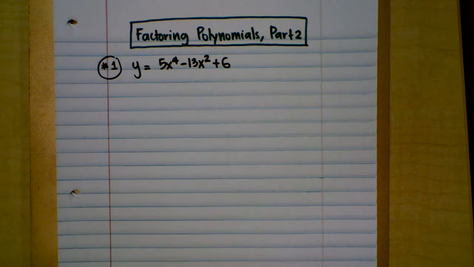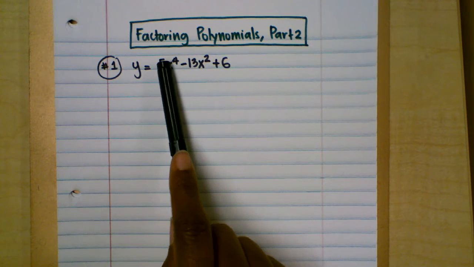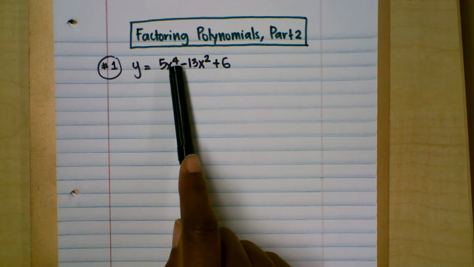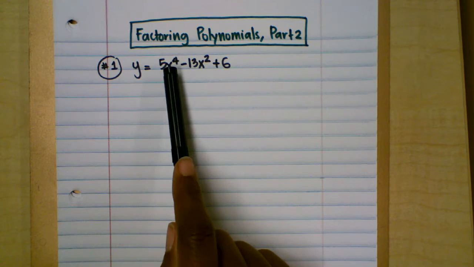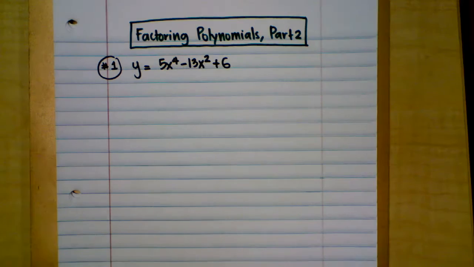Okay, so in this video, I'm going to show you how to factor this polynomial. And this polynomial is an even degree polynomial as well as an even function. Even degree because the highest exponent is an even number, which is 4. And even function because every exponent of variable x is an even number. So that 4, 2, and 0 are even numbers.